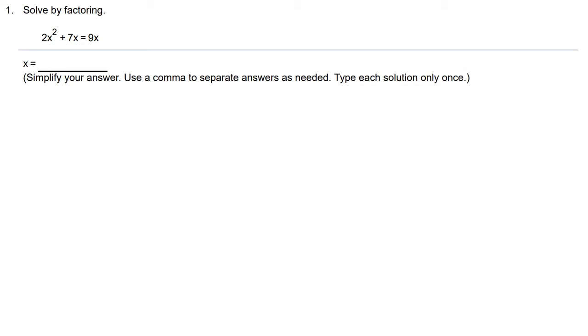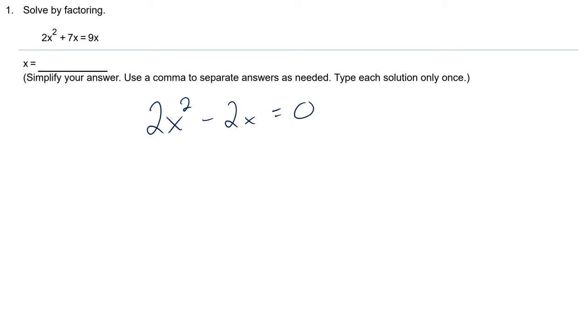First up, solve by factoring. At this point, you should know that in order to factor, we need to set it equal to 0. So we're going to do that first. And so by subtracting 9 from both sides, we get 2x squared minus 2x equals 0.